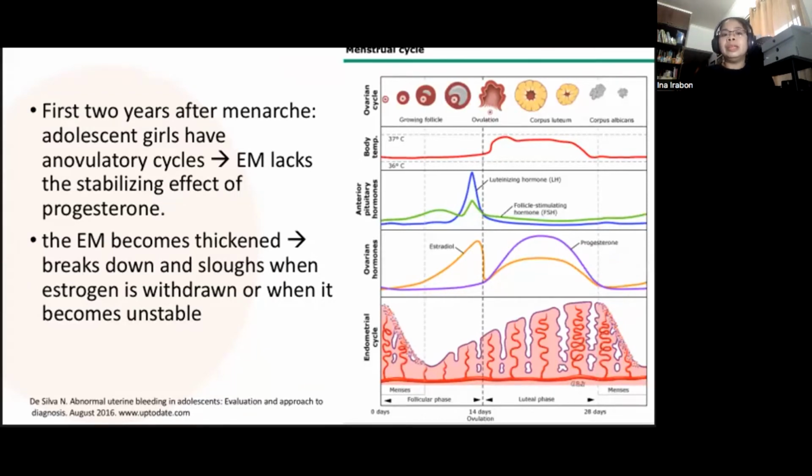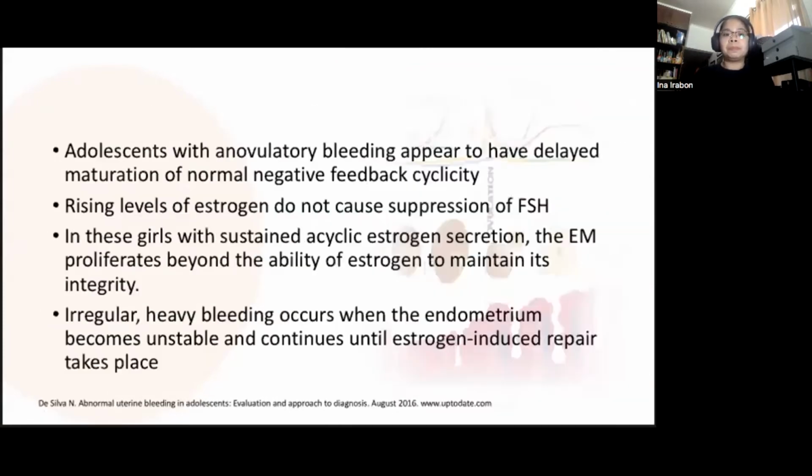So here, the endometrium lacks the stabilizing effect of progesterone because they did not ovulate, no corpus luteum was produced, and therefore no progesterone was produced to stabilize the endometrium. So because of estrogen, the endometrium just becomes continuously thickened, and it becomes so thick that it breaks down and sloughs off when the estrogen is withdrawn or when it becomes very unstable.